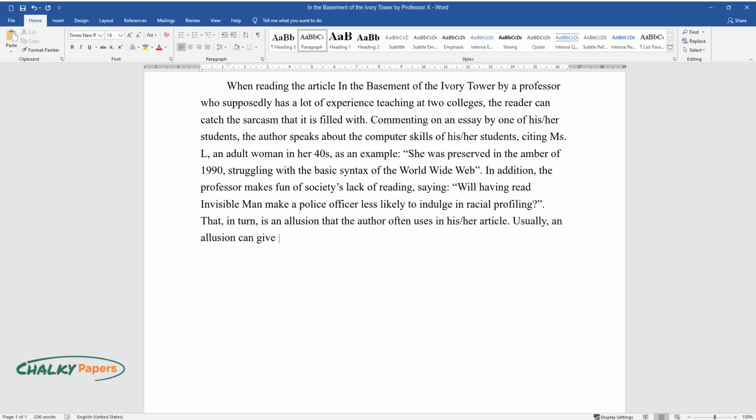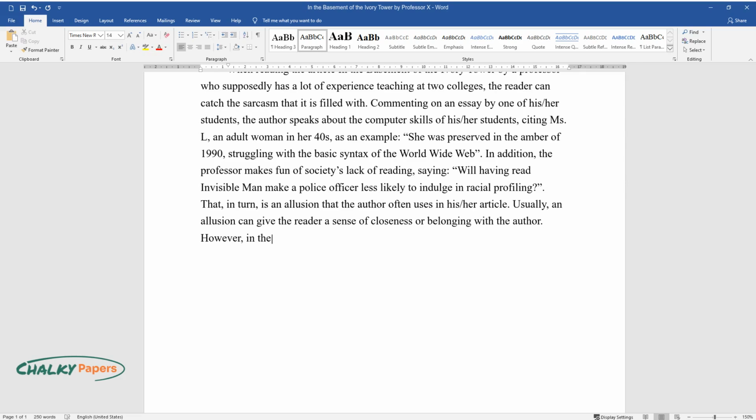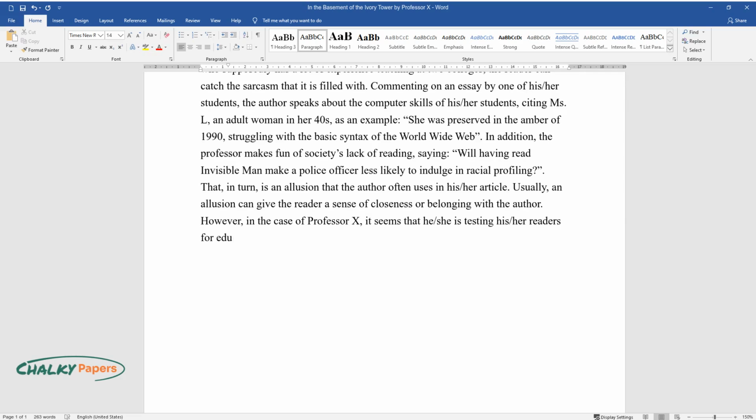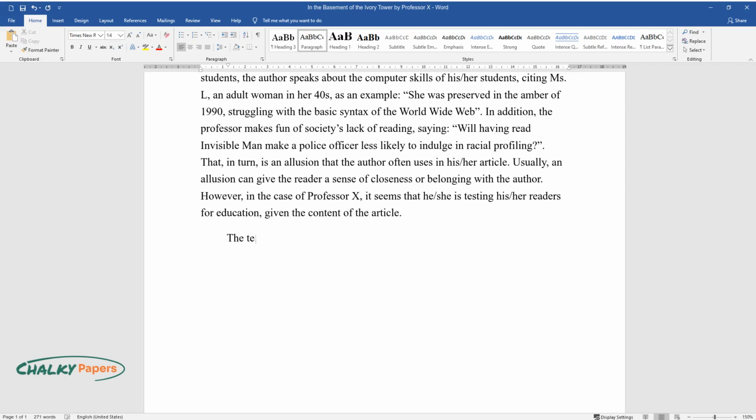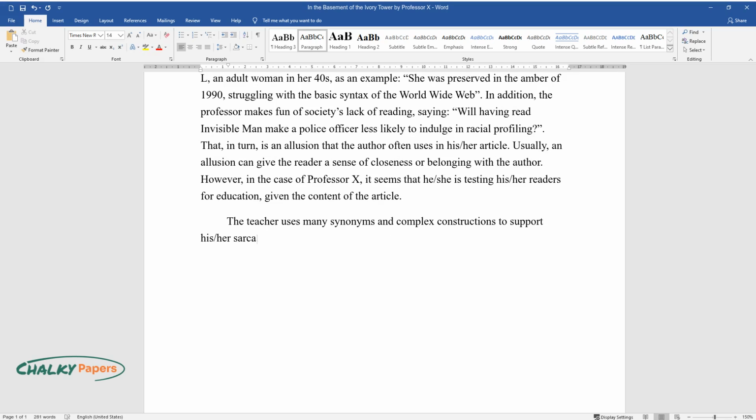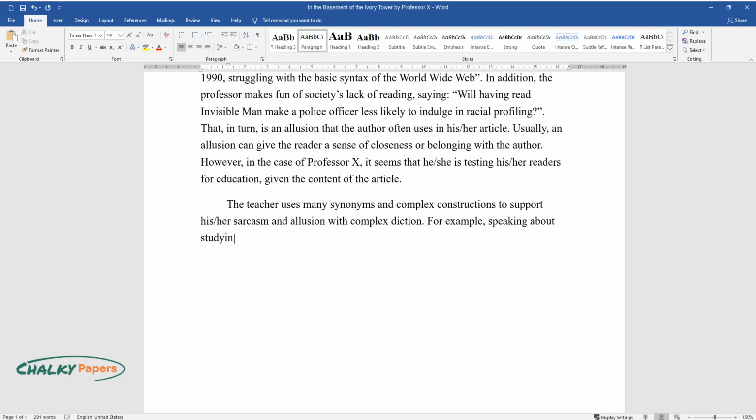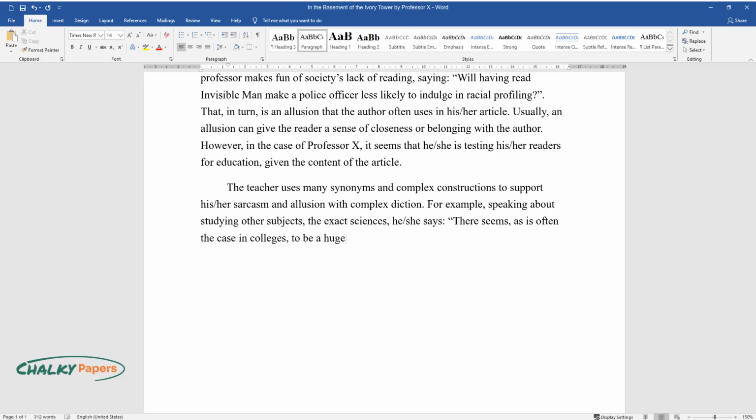Usually, an allusion can give the reader a sense of closeness or belonging with the author. However, in the case of Professor X, it seems that she is testing her readers for education, given the content of the article. The teacher uses many synonyms and complex constructions to support her sarcasm and allusion with complex diction. For example, speaking about studying other subjects, the exact sciences, she says, "There seems, as is often the case in colleges, to be a huge gulf between academia and reality."